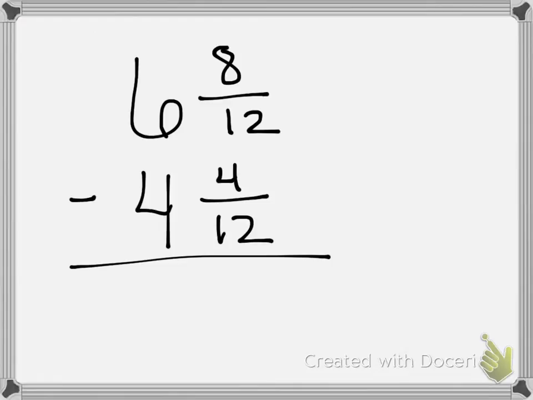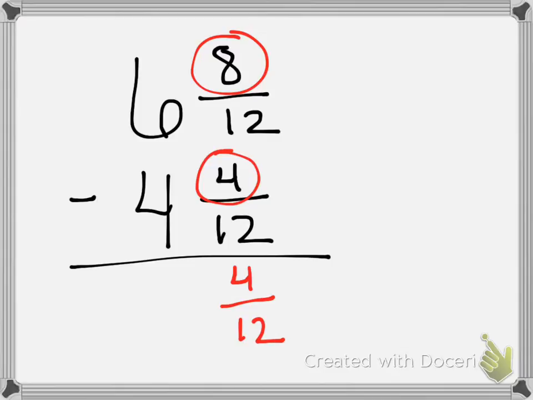One more example. 6 8/12 minus 4 4/12. Subtract your numerators from each other. 8 minus 4 is 4 twelfth size pieces. 6 minus 4 is 2 wholes. Asking the students if they see anything here with the mixed number. Some of them might say you could divide by 2 to simplify 4/12, but I'm going to ask them if anybody sees a bigger number that goes into both. And they should be able to see that I could divide by 4.